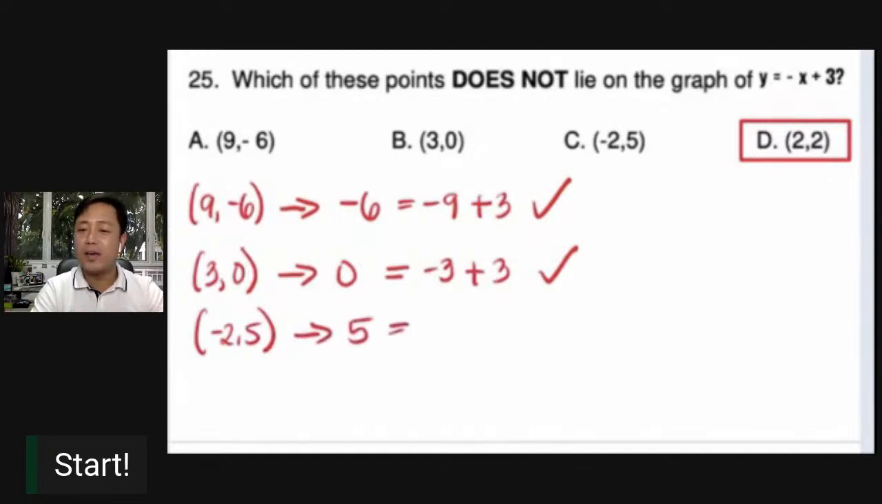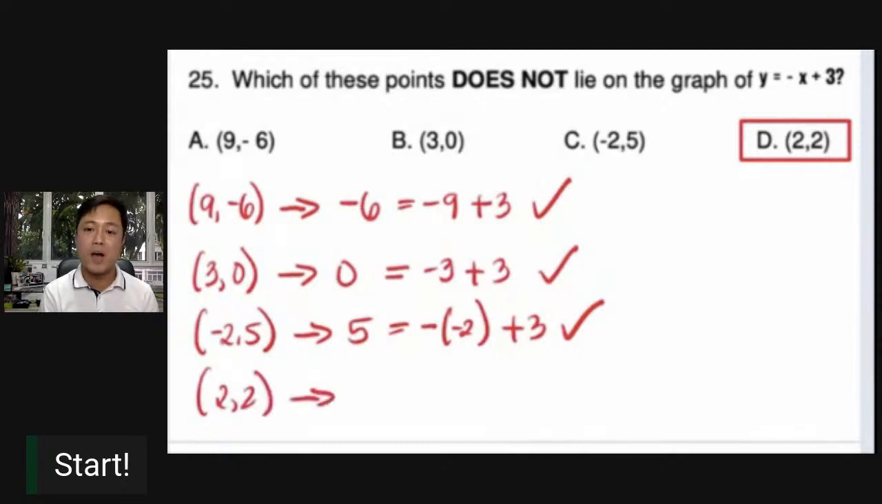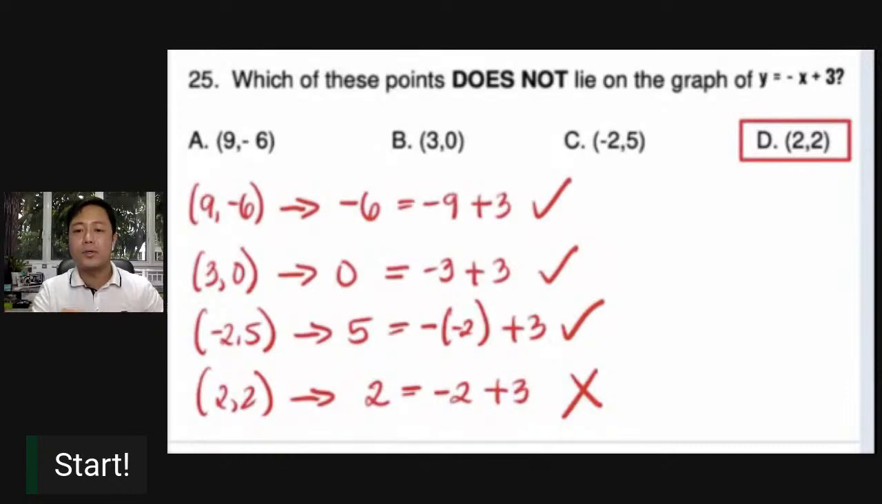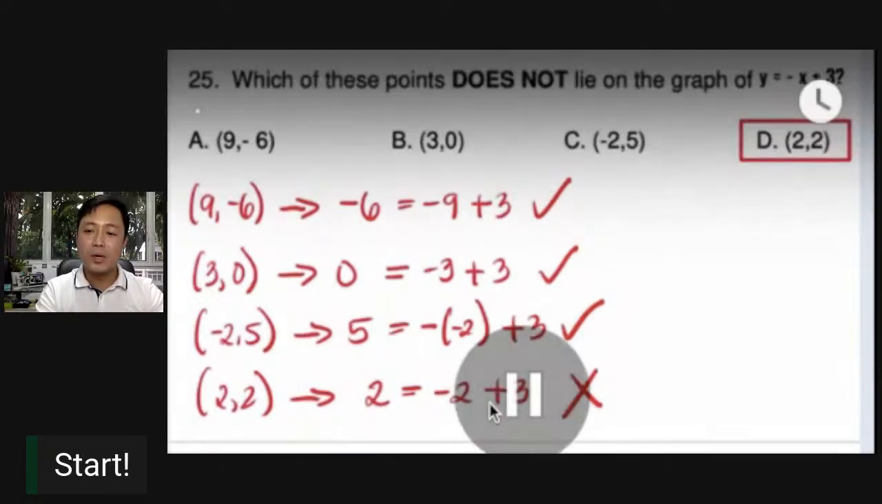And negative 2, 5. You plug in the negative 2. So be careful with that because that is negative of negative 2. That becomes positive 2, and positive 2 plus 3 is also 5. So the only thing that will not work when you plug in is 2 comma 2, because that becomes 2 is equal to negative 2 plus 3, which is of course wrong. So for this question, you really need to substitute the values of x and y into the equation and see which one works or which one doesn't work.